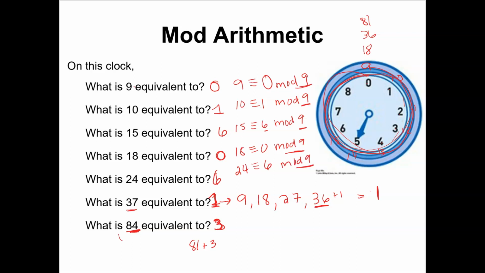Well, 9 plus 6 is 15. What about 9 times 2 is 18? 18 plus 6 is 24. 37 is equivalent to 1 mod 9 because 9 times 4 is 36, and then add 1. And then 84 is equivalent to 3 mod 9.